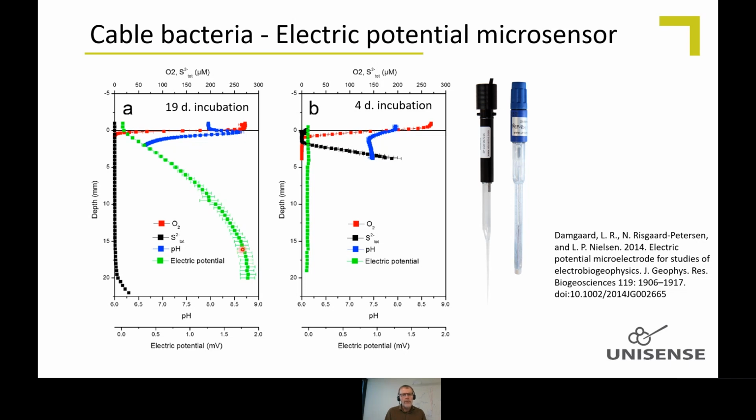And doing that, they create an electrical potential gradient here. It's only 1.8 millivolts or so when it's at maximum, but it's easy to measure. You can see this is 3 profiles, I think, with standard deviations shown here. So it's relatively reproducible. So that's possible to do with the electric potential microsensor.